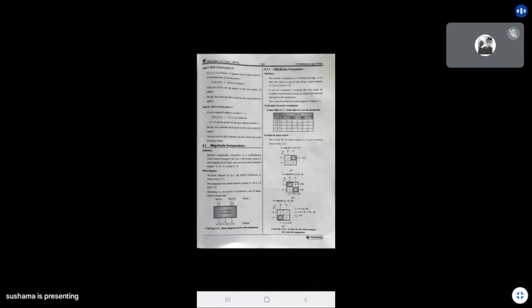अगर डिजिटल आपको समझ में आ रहा है तो you should easily be able to tell me the things. Y3 क्या है? OR gate, NOT gate, and AND gate. How many AND gates are required? 2. Yes. And OR gate? 1. Good, very good.